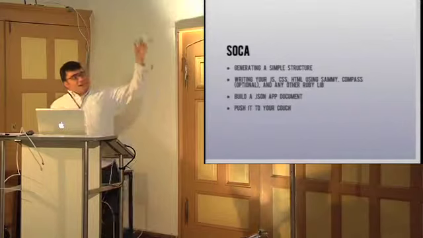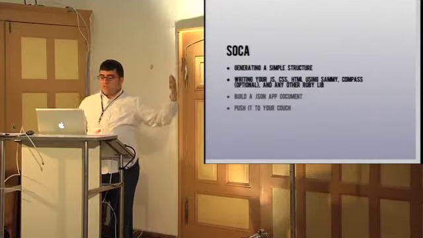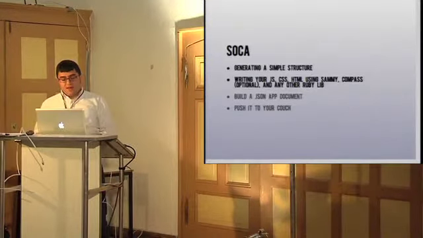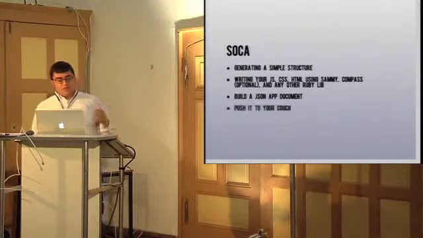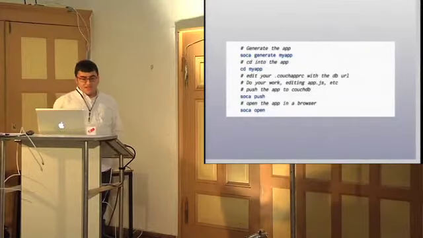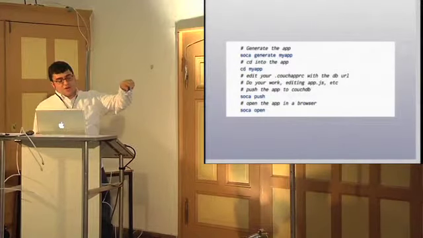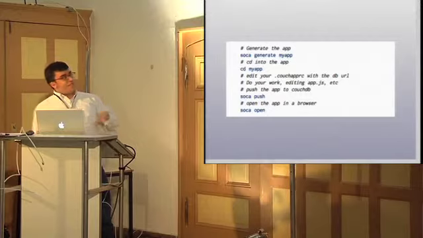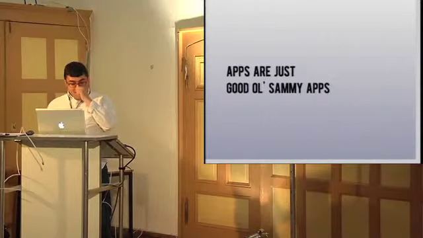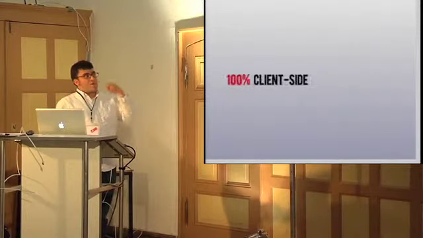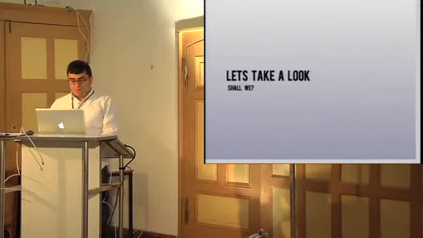So all Sokka does is it has a generate tool that generates a simple structure. You write all your JavaScript, CSS, HTML using Sammy, Compass, or any other Ruby lib or JavaScript lib. You build a JSON document, and then you push it to your couch. So this is the basic workflow of making a Sokka app. You Sokka generate my app, you CD into your app, you edit the app.js, you push it, and then it just opens in the browser. Really simple. The applications themselves are just Sammy apps, but with access to CouchDB, and just like Swinger and New Twitter, they're 100% client side.